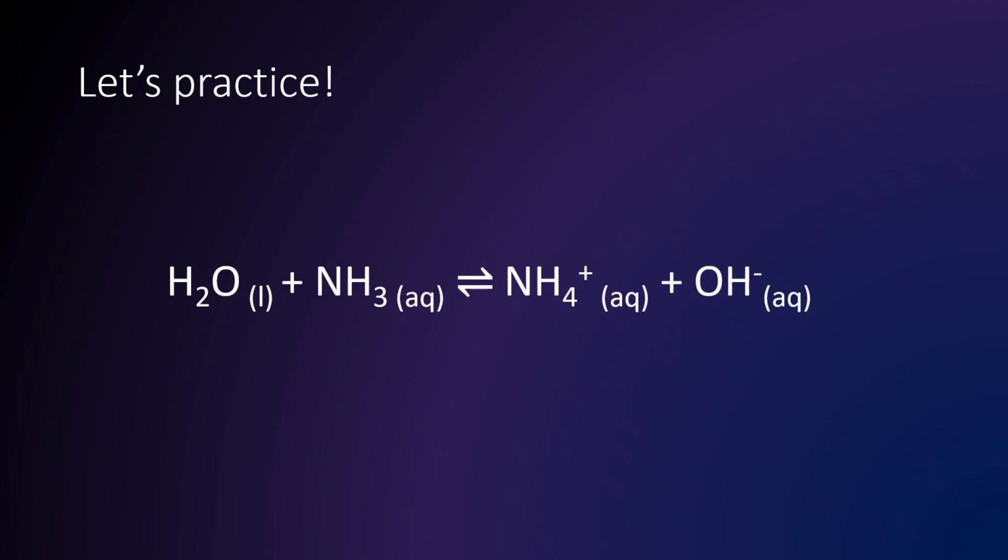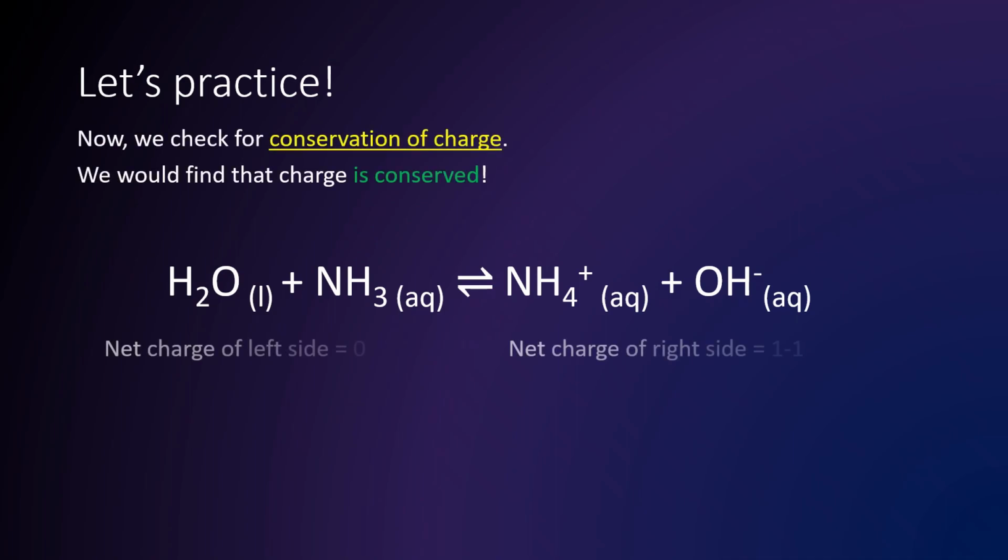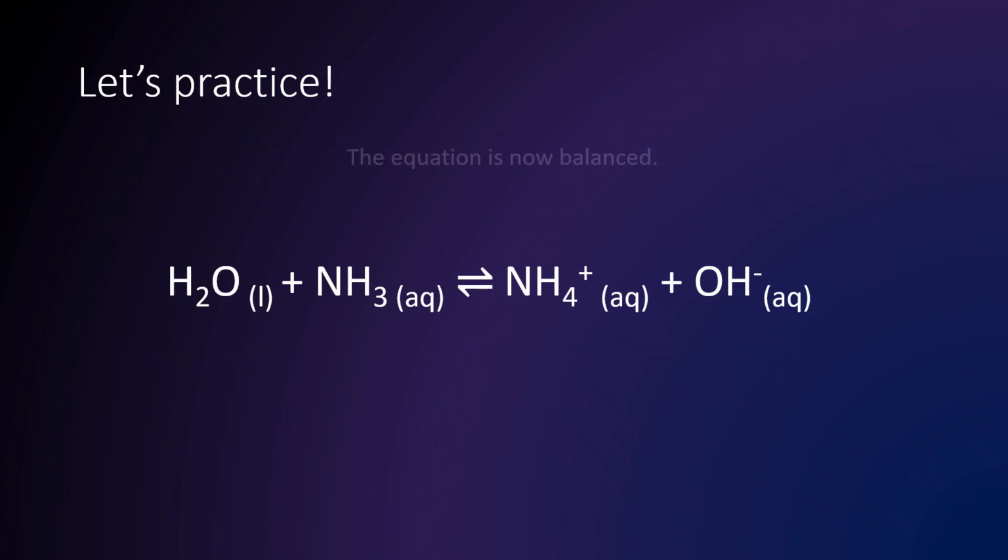Better. Now let's check for conservation of charge. We will find that charge is conserved. So, on the left and right sides, the net charge is equal to 0. The net charge on both sides are the same. The equation is now balanced.